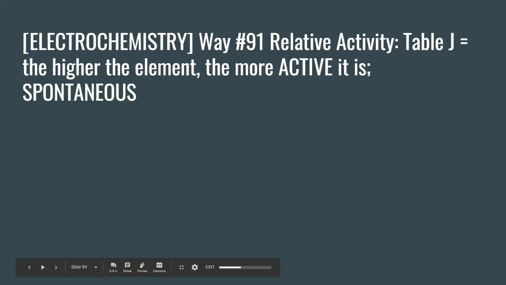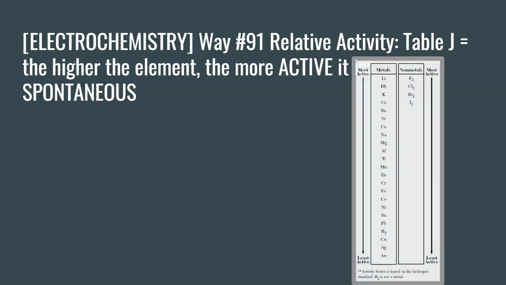Way 91 talks about the relative activity of various elements. In general, if you want to compare the activity of two elements, you're going to have to use table J. The higher the element, the more active it is. So, for example, if you're trying to compare the activity of lithium versus potassium, you know that lithium is higher on the list, and therefore lithium will replace potassium if potassium is present in another compound, because lithium is more active than potassium.